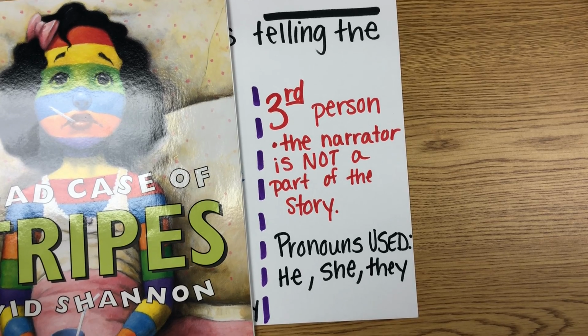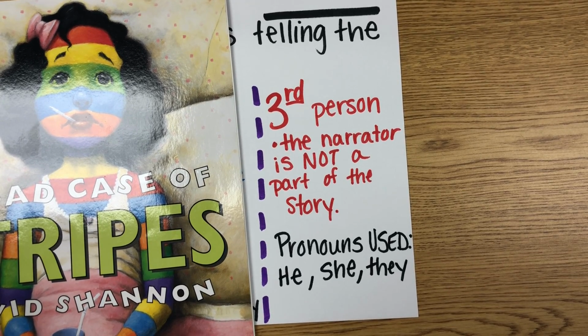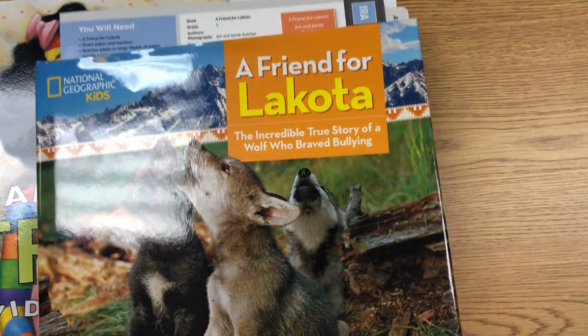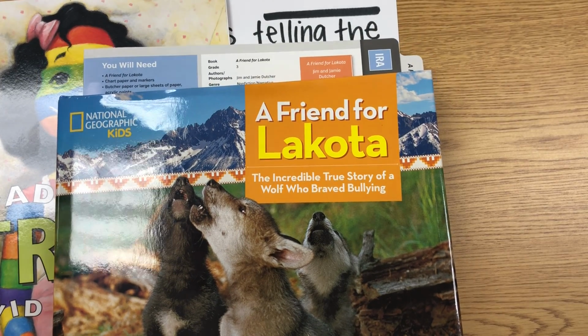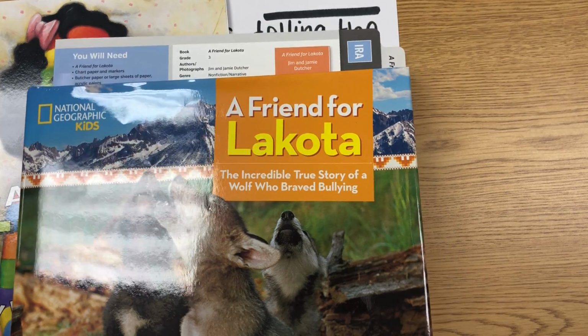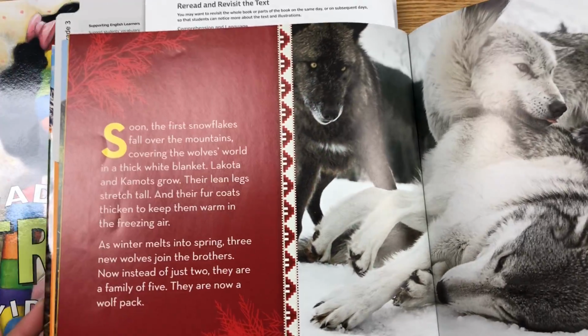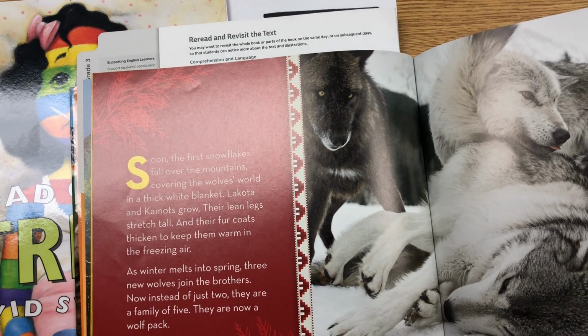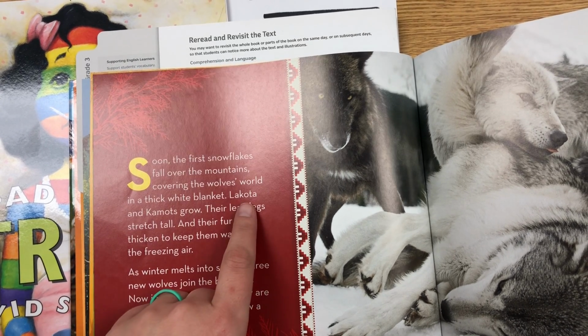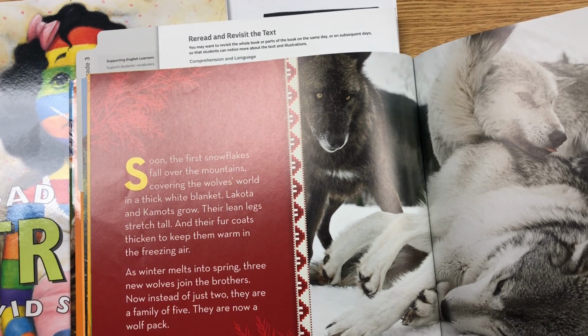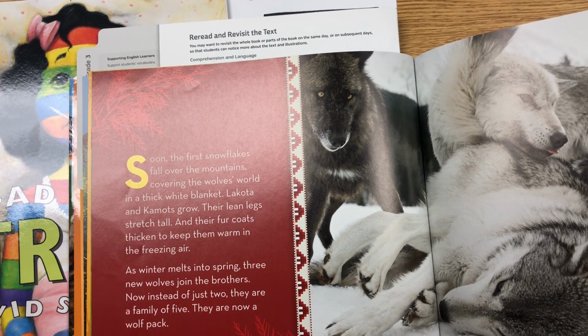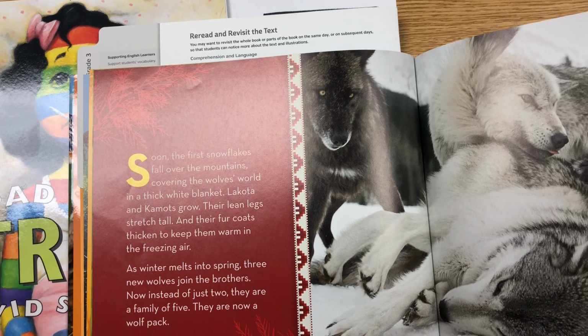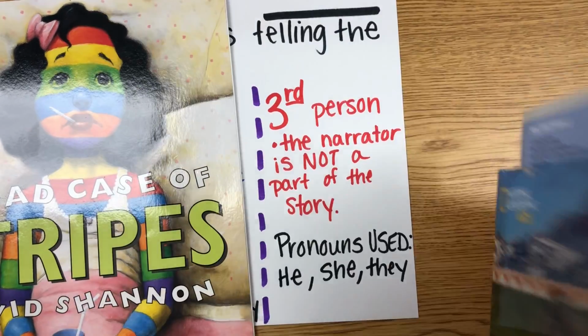Now, another book that we have read, let me grab it real quick, is A Friend for Lakota. A Friend for Lakota was about the true story of a wolf who braved a bully. This story was told not by wolves, this was told by someone else. They're talking about Lakota and the coyotes, their coats. So again, someone outside the story is telling the story.